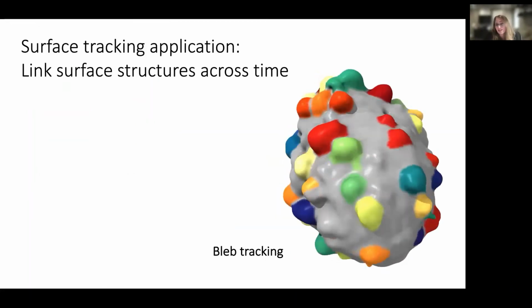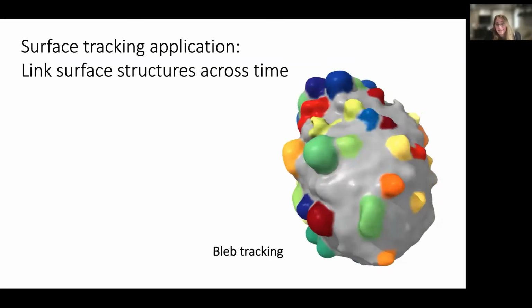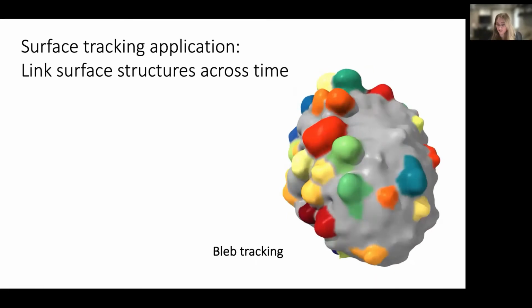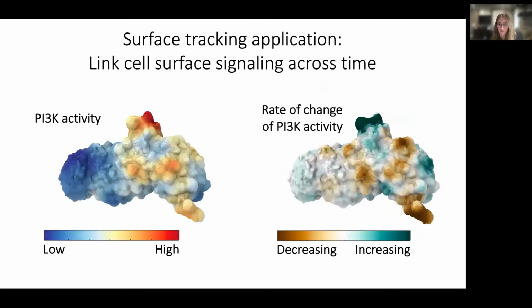And then the goal of tracking the surface is to measure motion, but also to link surface structures across time, right? So here we can track blebs across time. And we can also measure derivatives, right? So this is PI3 kinase activity at one point in time. We can use our tracking to grab signaling intensities from the next frame and from the previous frame and put them on the current surface, and that is enough to calculate derivatives. So this is a very simple derivative of PI3 kinase activity, right? And the derivative contains different information than PI3 kinase activity itself.